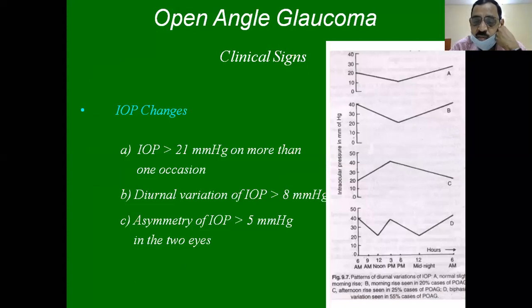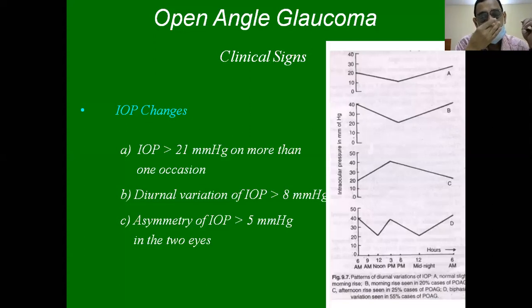One is a normal slight morning rise, and the second one is a morning rise seen in about 20% of the POAG patients, and the third is an afternoon rise seen in about 25% of the cases, and biphasic variation seen in about 55% of the cases in POAG. So diurnal variation is important, number one, to diagnose primary open-angle glaucoma, and secondly, to instill the anti-glaucoma medication at the particular point when the intraocular pressure is raised.